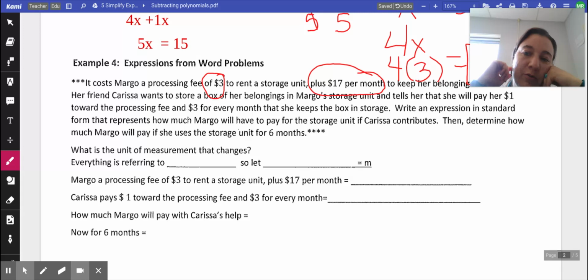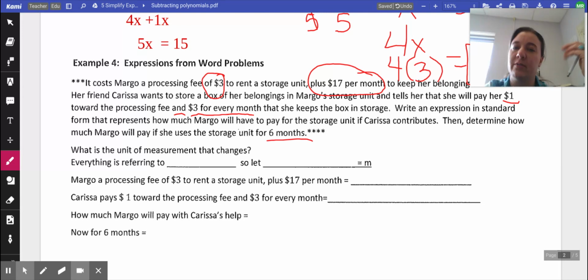We're going to write an expression in standard form, so highest to lowest exponent, of how much Margot will have to pay for the storage unit if Carissa contributes. So obviously, if someone's helping you out, you're going to pay less money. Then describe how much Margot will pay if she uses a storage unit for 6 months. So there's multiple steps to this problem, so it always helps to do one thing at a time.